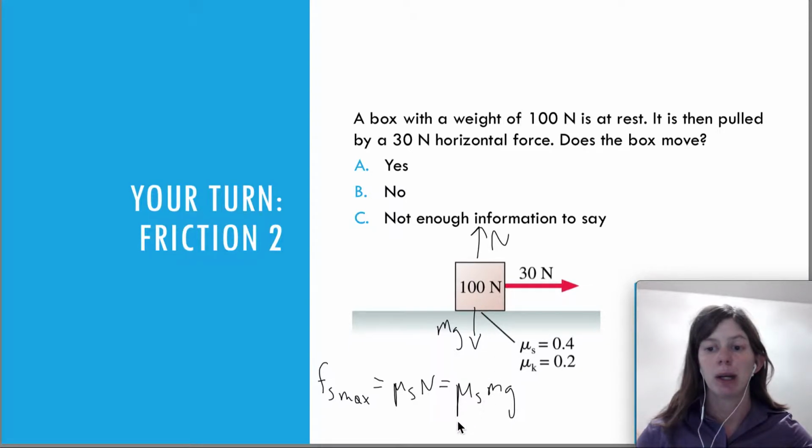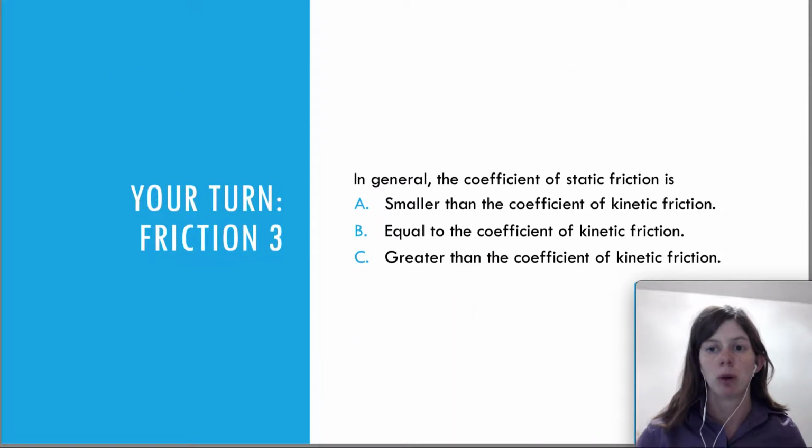So now we just plug in our numbers. Mu s is 0.4, and the weight, which is mg, is 100 newtons. So that's 40 newtons. So the pulling force does not exceed the maximum static friction force, so that means it will not get the box moving. So the answer is no. Let's take a look at one more.